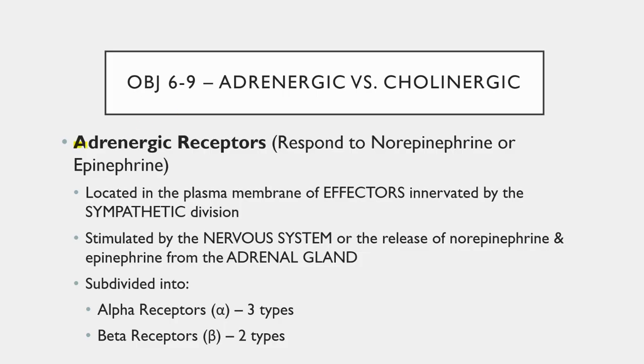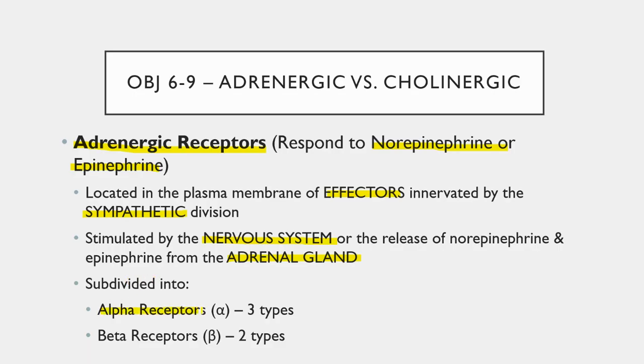All right, our next type are your adrenergic receptors, and as we mentioned earlier, they're going to bind to either norepinephrine or epinephrine. Now, these are going to be in the effectors of the sympathetic division. Remember, the sympathetic is your fight or flight. So the only ones that we really need to respond to stress, adrenaline, epinephrine, is going to be those effectors in that sympathetic division. So the nervous system can stimulate this. It can also trigger the release of those chemicals from the adrenal gland.